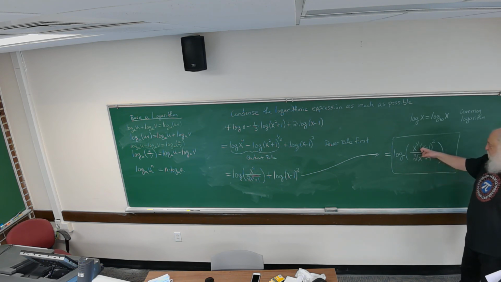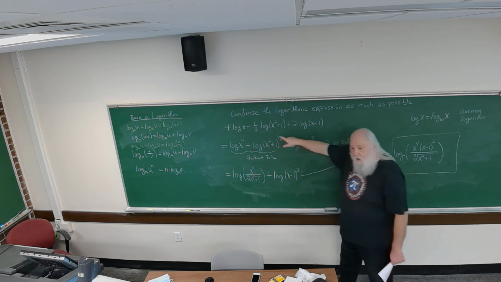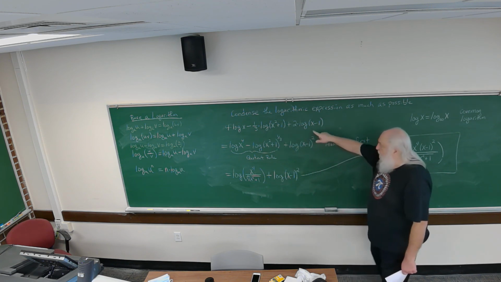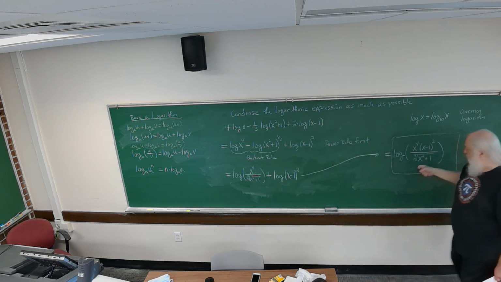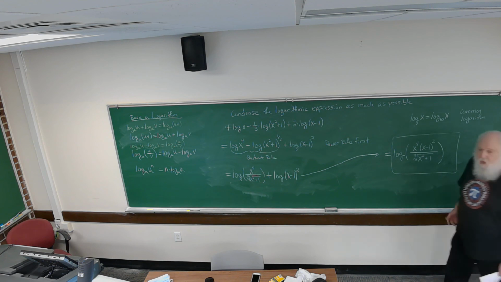The log of x to the fourth times x minus 1 squared over the cube root of x squared plus 1. And so we had a sum and difference of 3 logs over here. And this sum and difference of 3 logs is equal to this single log, the log of this in parentheses. And that's called condensing.